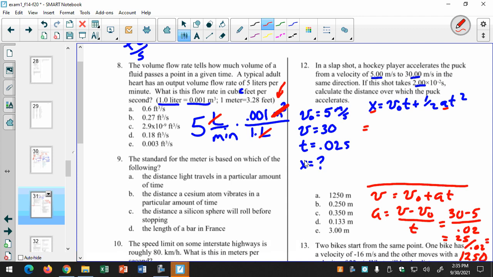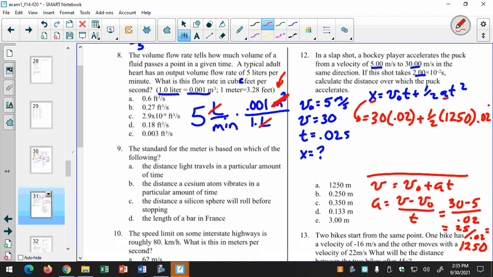So now I can solve for x. X is equal to 30 times 0.02 plus 1/2 of 1250. Good example of when the acceleration is not negative 10, right? Because I'm in the horizontal. And then t is 0.02 squared. Be sure to get that squared. Often I'll have an answer down here for students that don't square their time. And that's going to be 30 times 0.02 plus 625 times 0.02 squared. That's 0.35 meters.